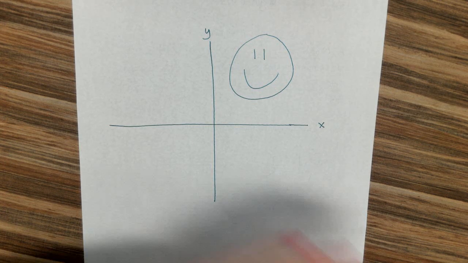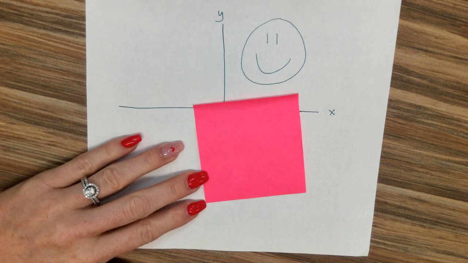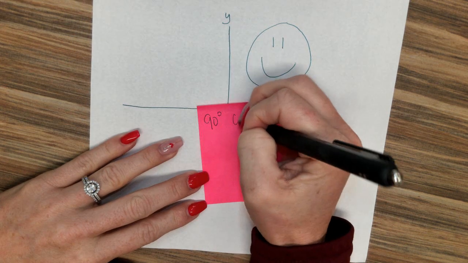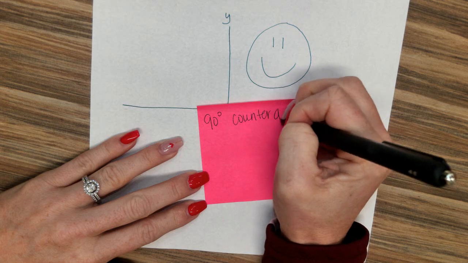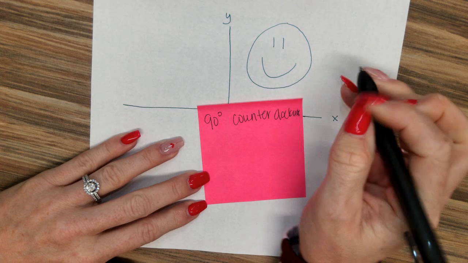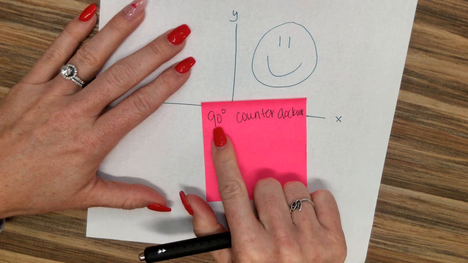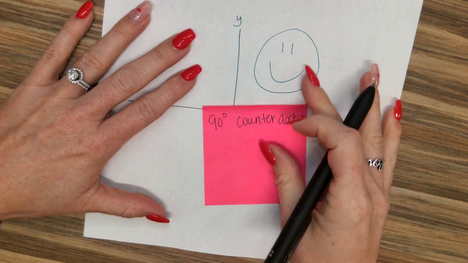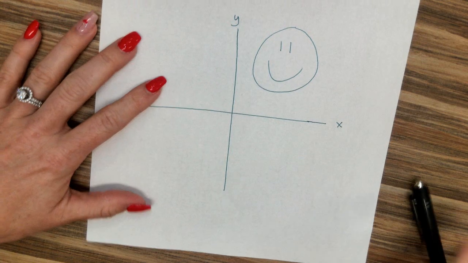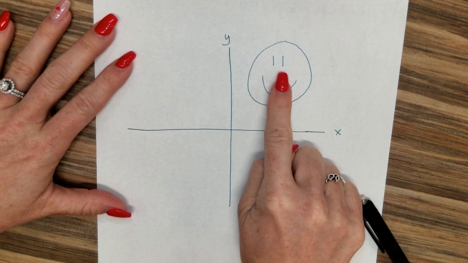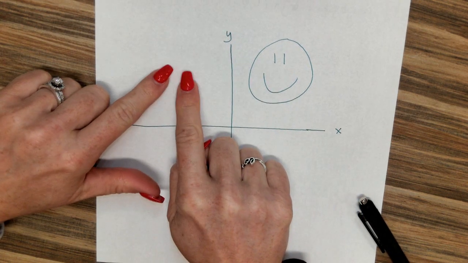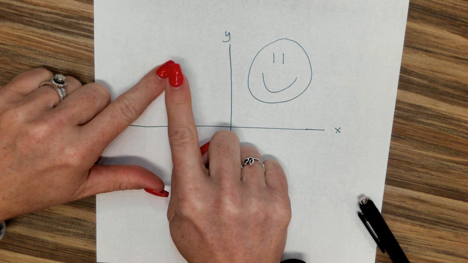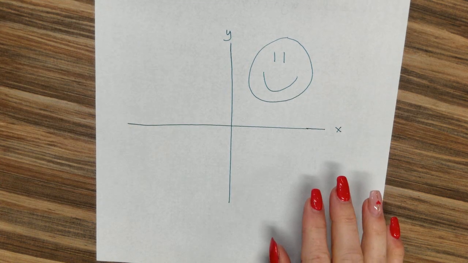Let's do 90 degrees counterclockwise. Now don't turn it yet. Let's talk about it. How many spots is 90 degrees? One. But this time we're going to go opposite of a clock. So where would this go? Right here. So turn your paper and put the happy face in the top left.